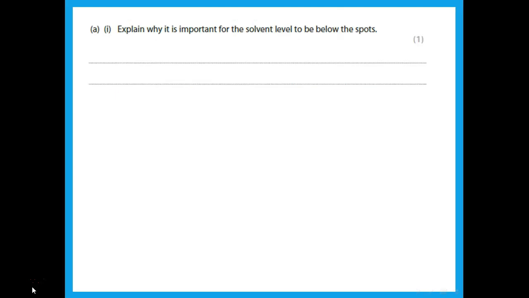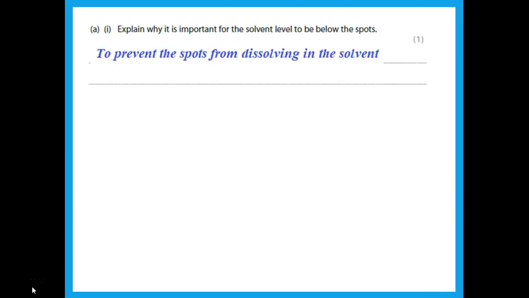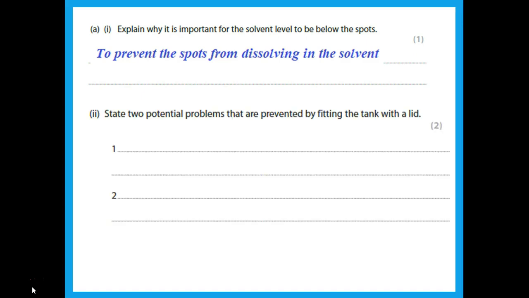Now, explain why it's important, first of all, for the solvent level to be below the spots. So the solvent is below the spots. Can you see where the solvent is? The solvent is below the spots, and we said always you have to put the solvent so that it's below the starting line or below the spots. Why? To prevent the spots from dissolving in the solvent. I don't want the spots to dissolve in the solvent and fill the beaker with all the different colors. I want the solvent to go up the paper slowly and take the spots with it.